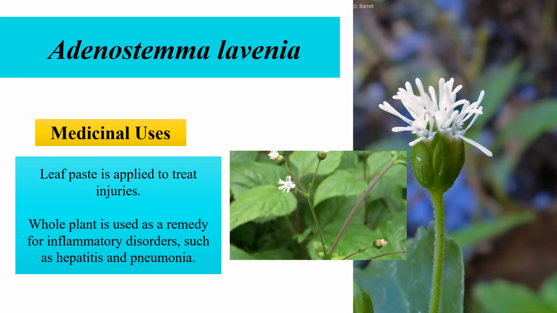Next is Adenostemma lavenia. I think from the picture that I am showing, you can understand the flower character of the family Asteraceae. So easy to identify. You can see here the ray florets and the disc florets. This plant looks very similar to Ageratum conyzoides and Eclipta prostrata also. And this plant you can usually find near water bodies or near streams in forest.